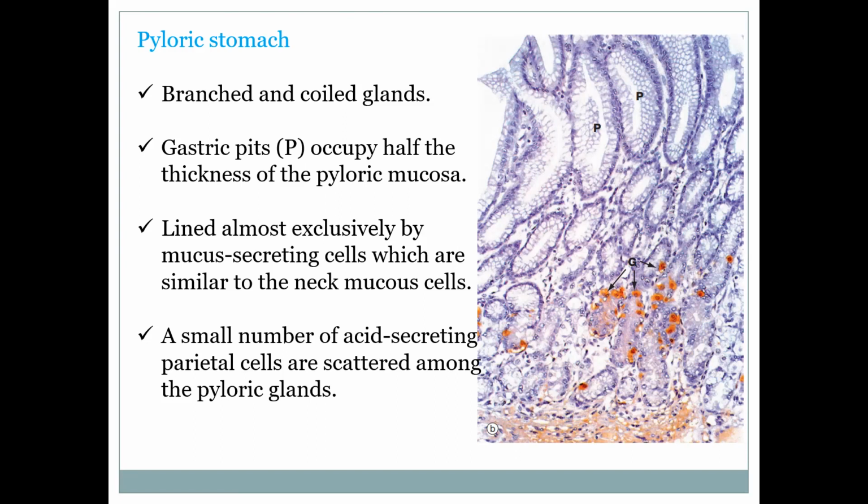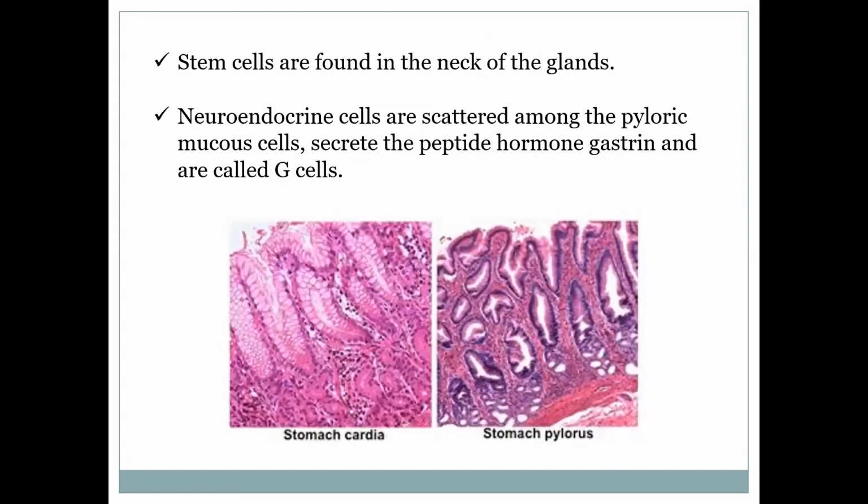And these glands are lined almost exclusively by mucus secreting cells, which are similar to the neck mucus cells. A small number of acid secreting cells are seen scattered among the pyloric glands. And the stem cells are found in the neck of the glands.